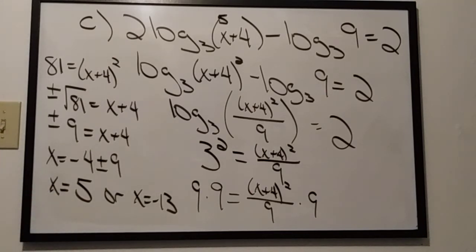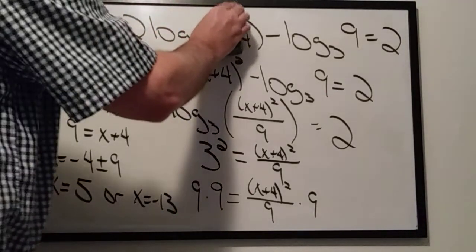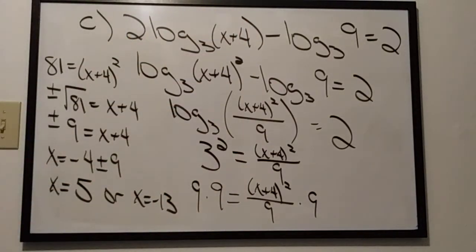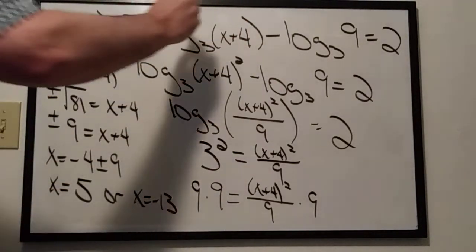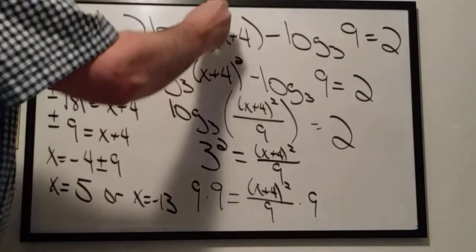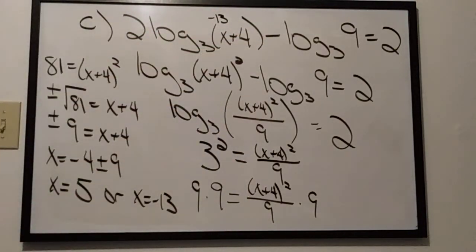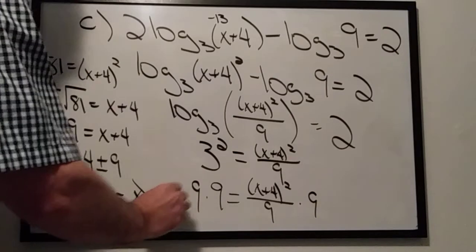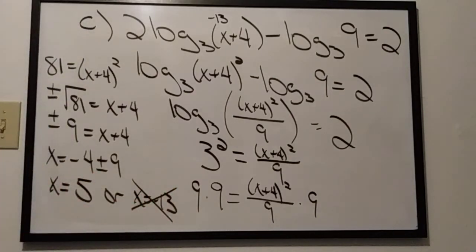Well, what about the other one? Negative 13. So plug in a negative 13 for x and see what we see there. So let's plug negative 13 in here. Negative 13 plus 4, that's going to be a negative number. So because the argument is negative, I need to exclude that negative 13. So at a minimum, you want to come in and cross off that negative 13.